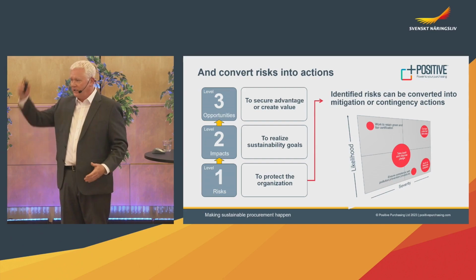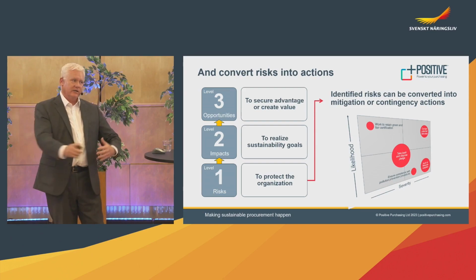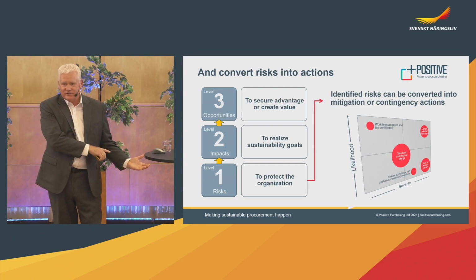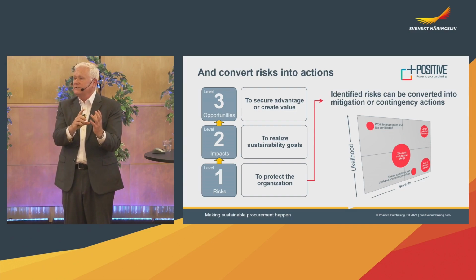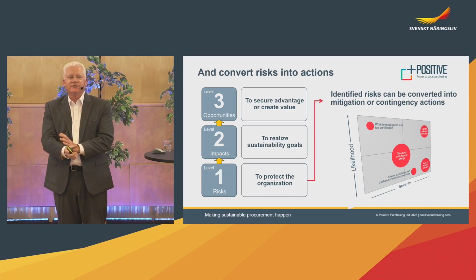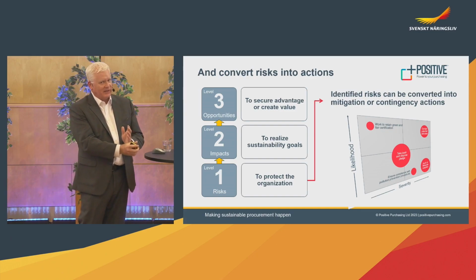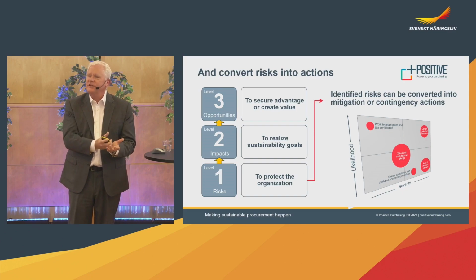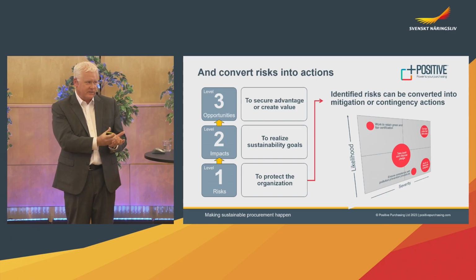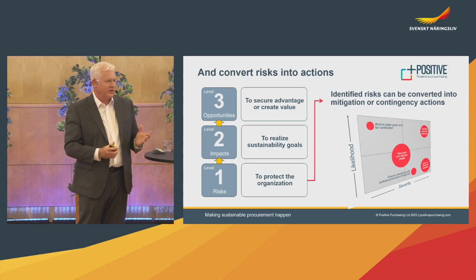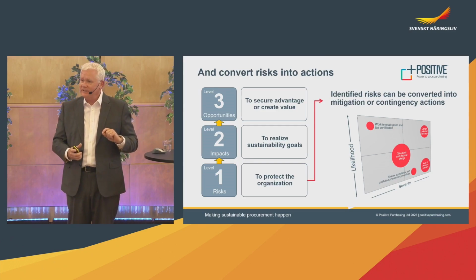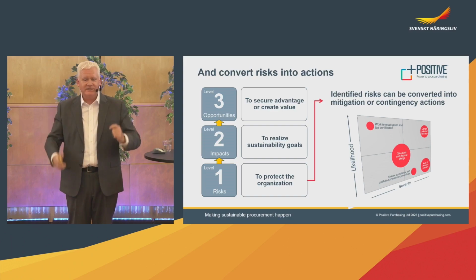You look at the likelihood of the risk occurring, you look at the severity of the impact should that risk occur, and you say, here's a risk, what do I do with that risk? Okay, I need some mitigation action, or I need some contingency plans. So you come up with a project or initiative to fix the risk. You've all done that stuff. It's the stuff we do in procurement. So we do it with sustainability in mind, with our sustainability hat on.